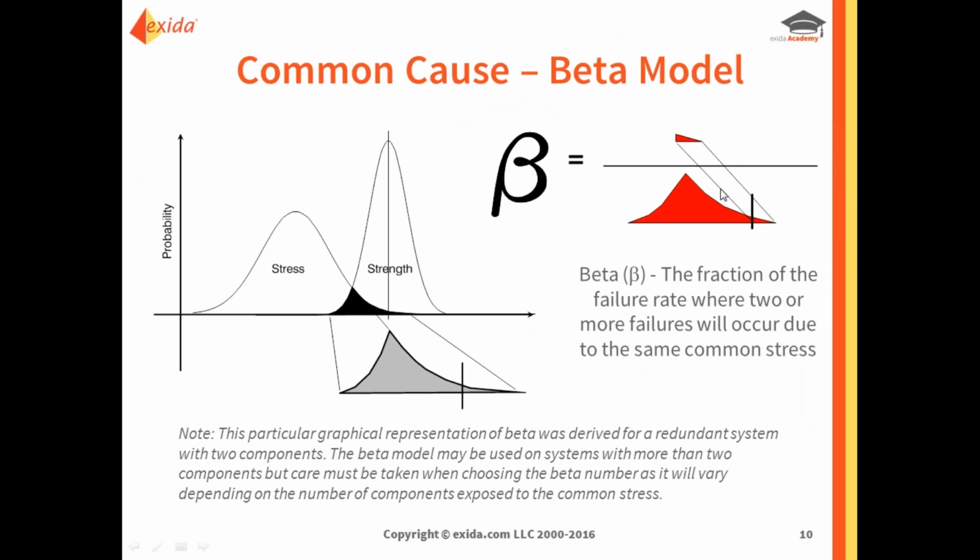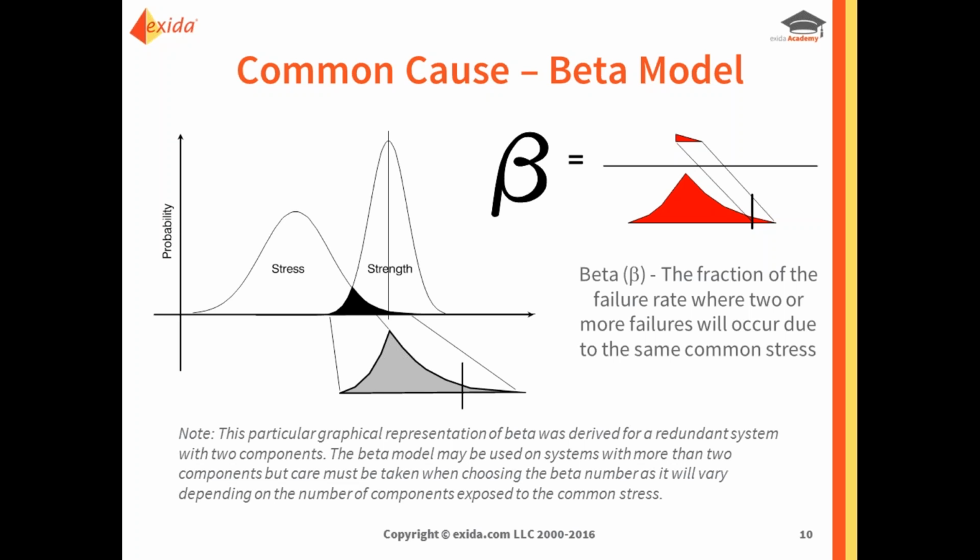All right, so how do we model common cause? Well, there are several methods to model common cause. There's a MESH model, there are some other models. Typically in the process industry, or IEC 61508 as an umbrella standard, the typical model that people are looking for when it comes to modeling common cause is the beta model, where beta is the fraction of the failure rate where two or more failures will occur due to the same common stress.